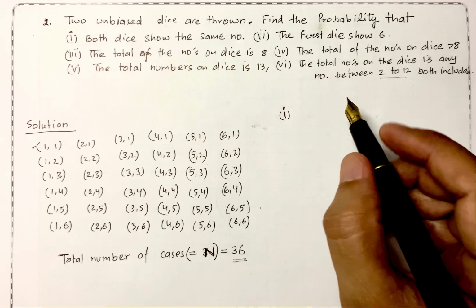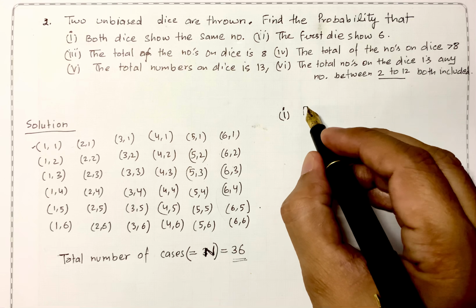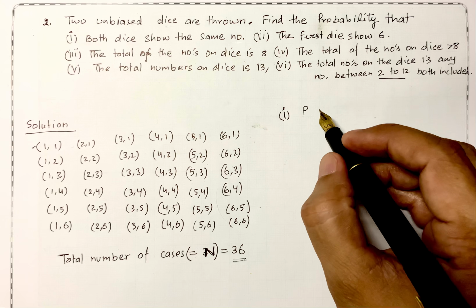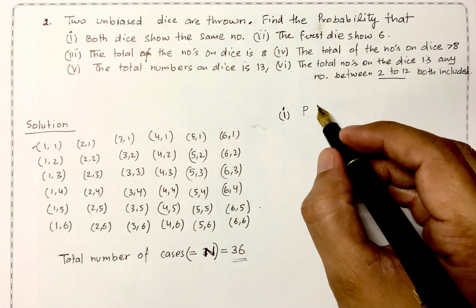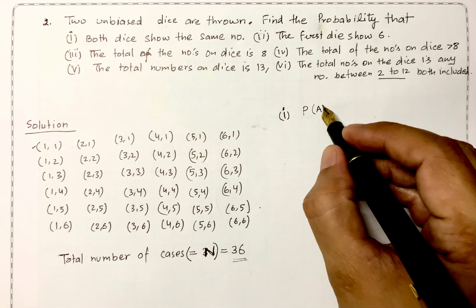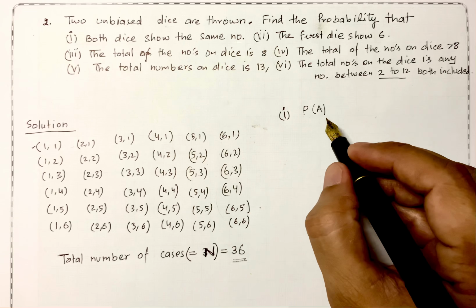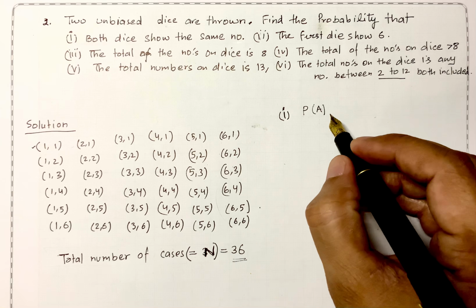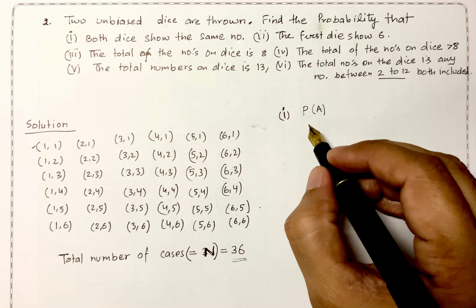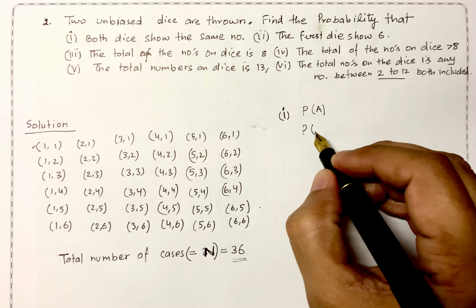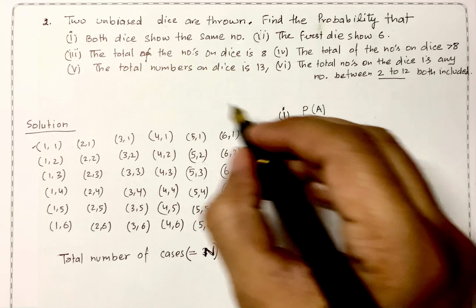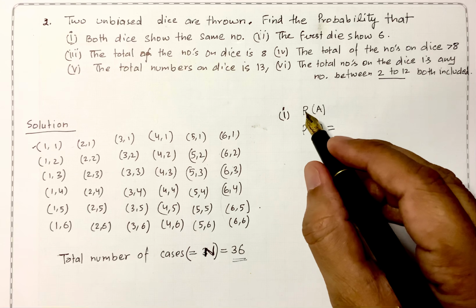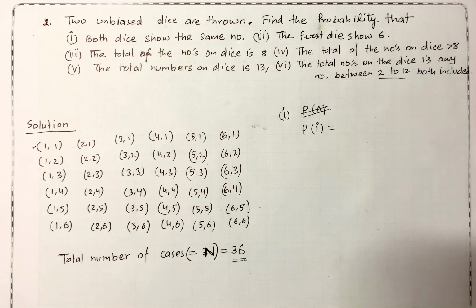Now let's see the first problem. Probability that both the dice show the same number. I'm calling it event A, let's say. Or you can simply say, if you don't want to call it A, probability of the first event, because I have listed them as first to happen. So let's call it this way. Let's keep the thing simple.